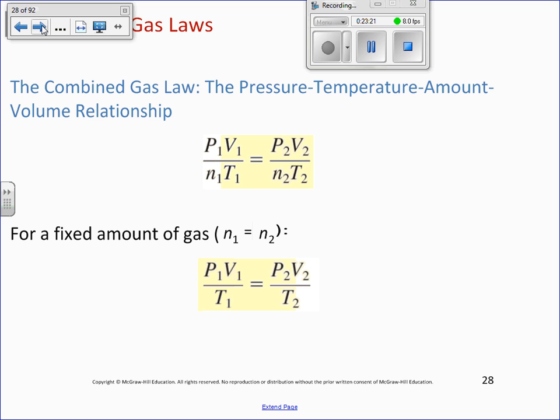So basically all you have to do, that's for a fixed amount of gas, where the number of moles don't change. So basically all you have to do is know how to rearrange the equation. If I said solve for T2, what would T2 be equal to? Rearrange the equation.